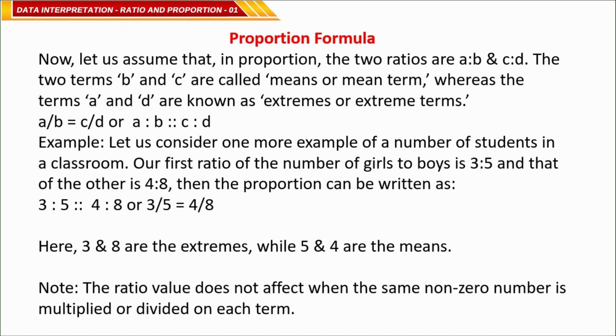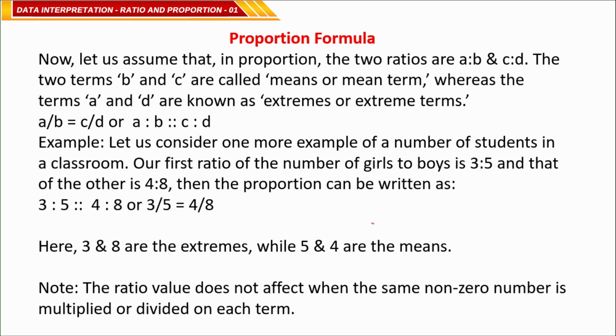Very important thing, what is the proportion formula? Now, let us assume two ratios in proportion, that is A is to B is one ratio, C is to D is another ratio. The two terms B and C are called means or mean terms, whereas A and D are known as extremes or extreme terms.